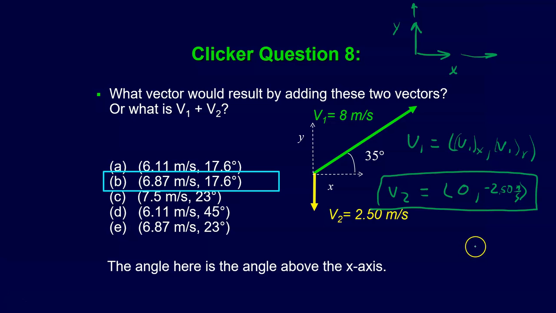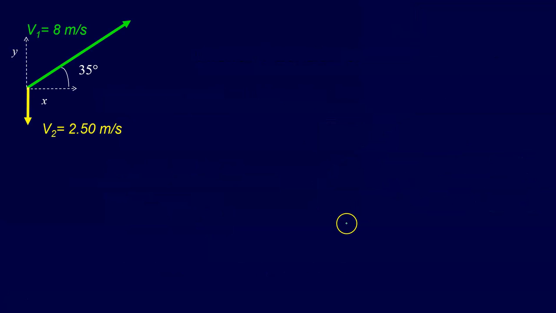Also, just so you know, here's the actual answer. If you want to stop and try to work through it yourself, please feel free. But let's go through here and try to figure it out. As I said before, v2 is going to be 0 and then negative 2.50 meters per second.